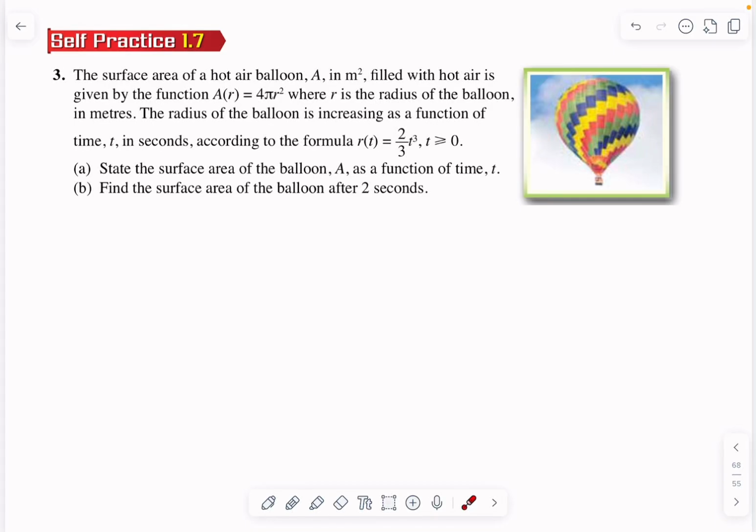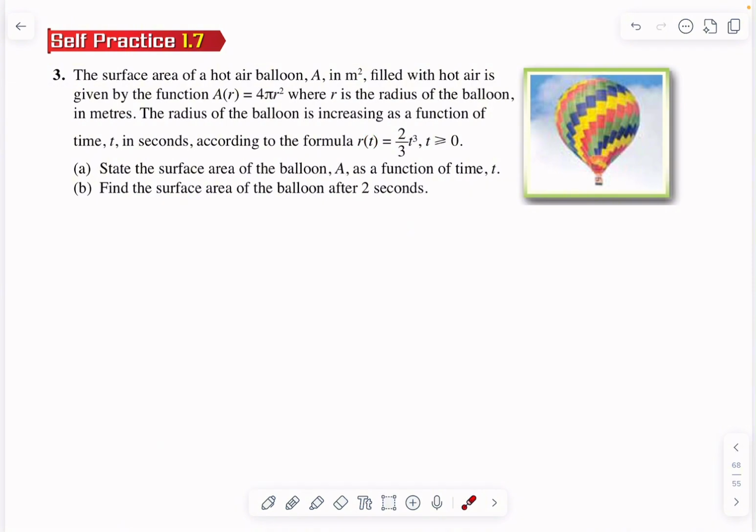Question 3. The surface area of a hot air balloon filled with hot air is given by this function, where r is the radius. The radius of the balloon is increasing as a function of time. So using this formula, we can figure out the radius if we have the amount of time.